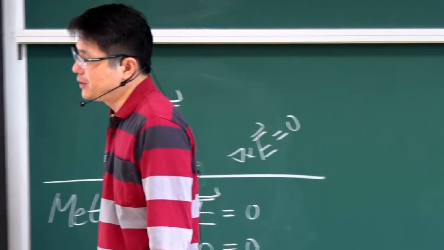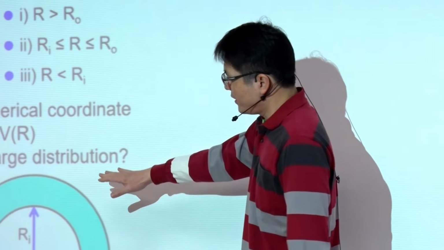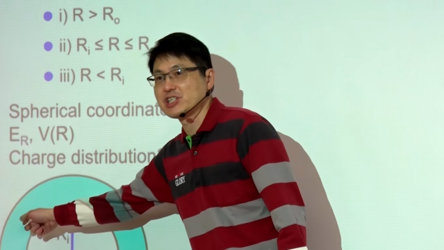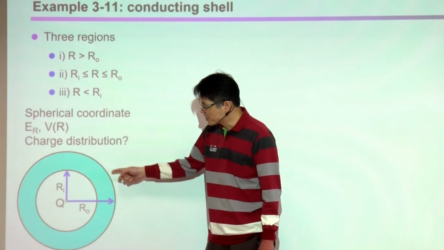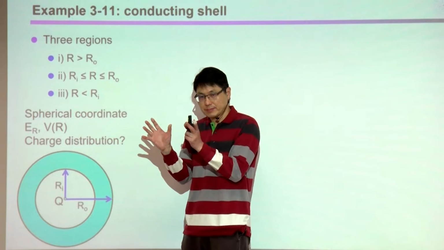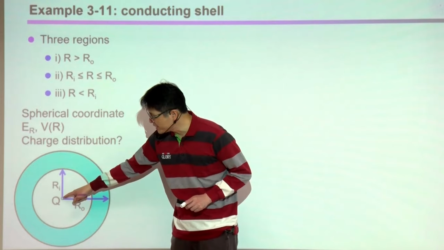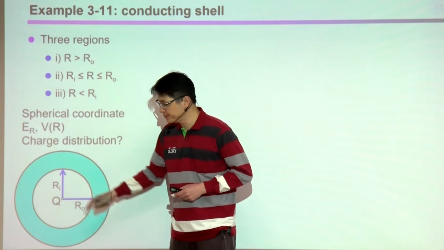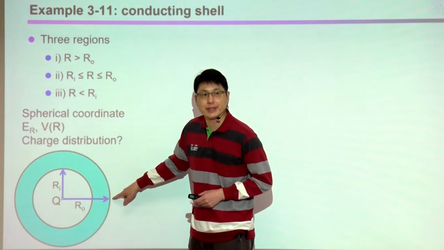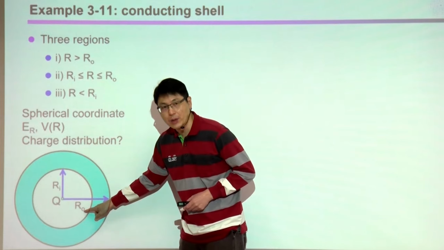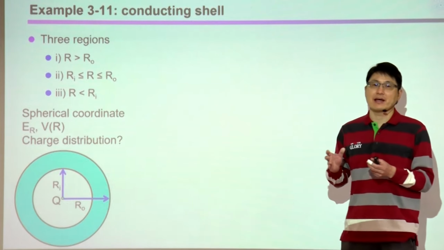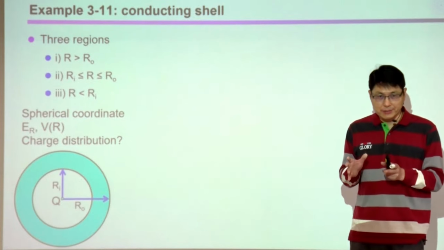Today we're going to continue to explore metals. In this case, we have a metallic shell. The shell is spherical. It has an inner radius, Ri, where i represents inner, and the outer radius, Ro. Alright? So this is what we define as the metallic shell.